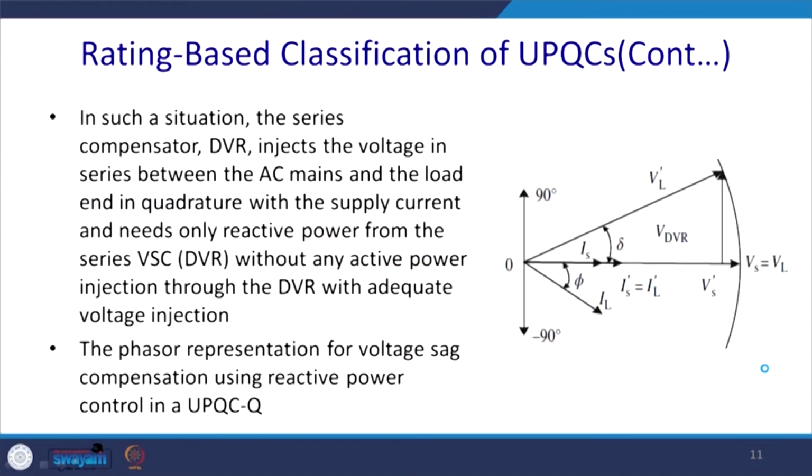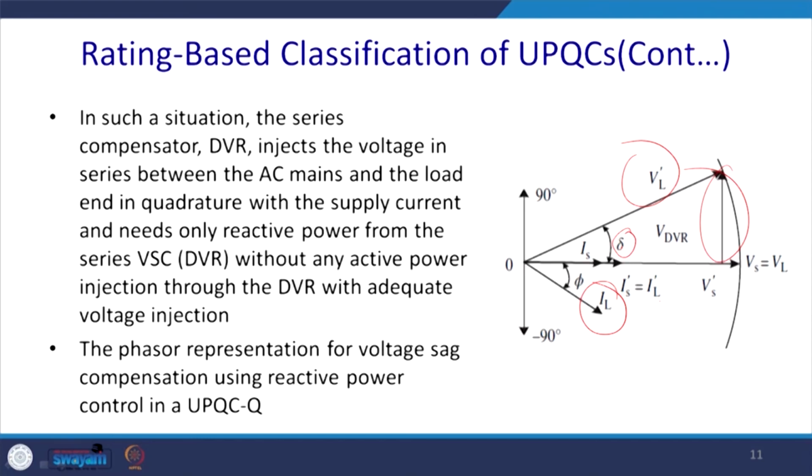So, this is the case. Now, this is a voltage and you inject the voltage at quadrature, and thus you get a new voltage here, and ultimately you get a compensation where it will make this SL equal to L, and you get a new angle. It was initially phi, now it will be delta. So, let us explain it.